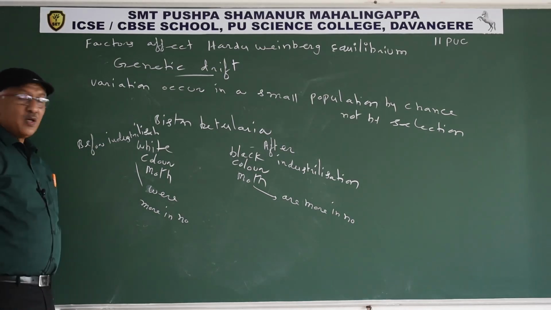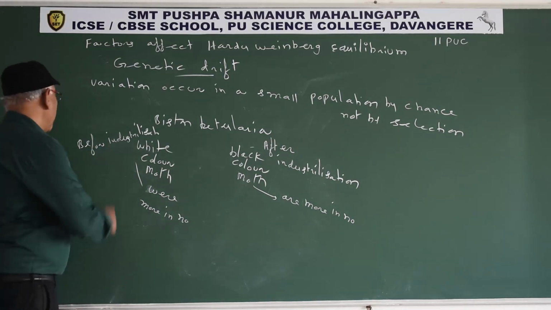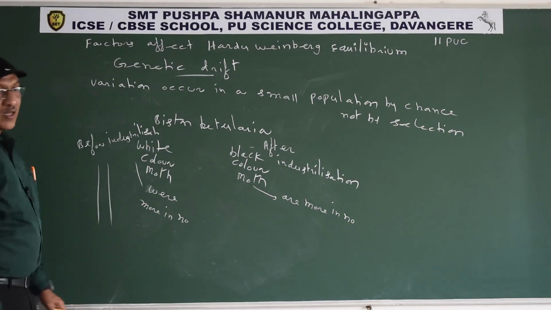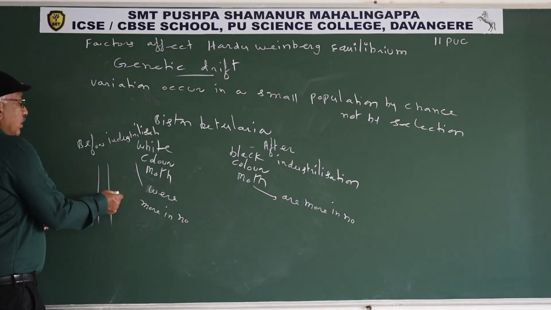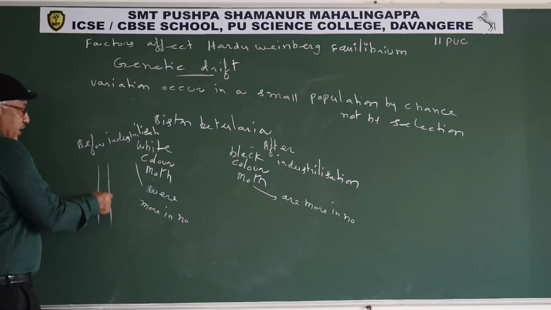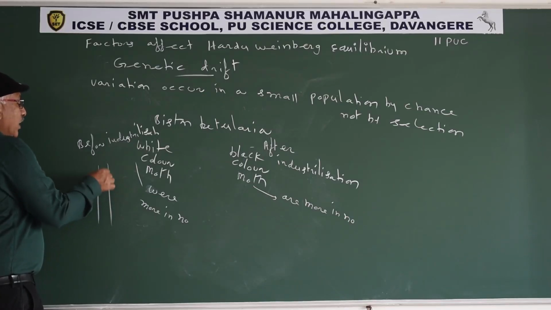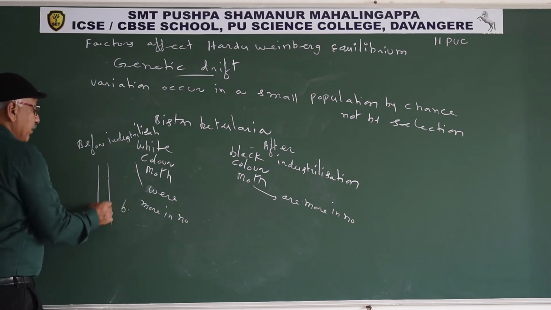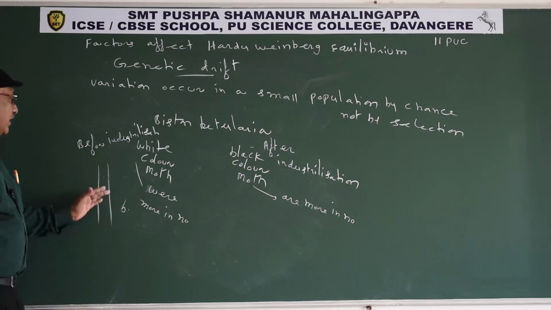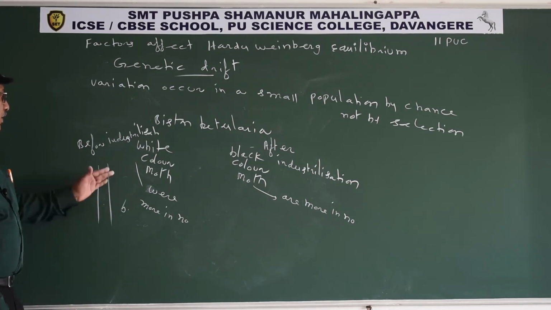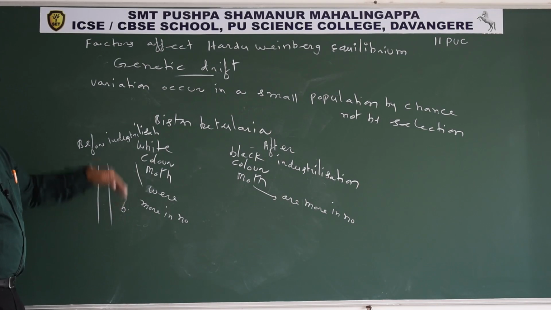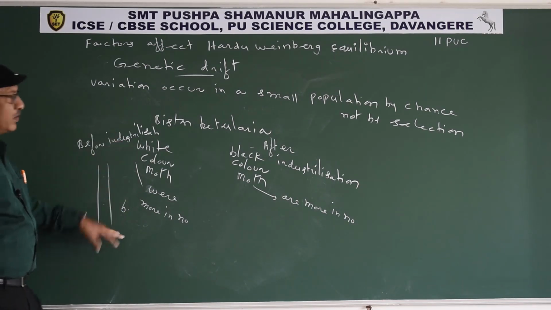Why were white color moths more in number before industrialization? You already know the bark is white in color. Due to the white color background, the birds identify the black color moths before industrialization. So before industrialization, the birds eat away most of the black color moths. That's why before industrialization, white color moths were more. Means before industrialization, nature selected the white color moths.